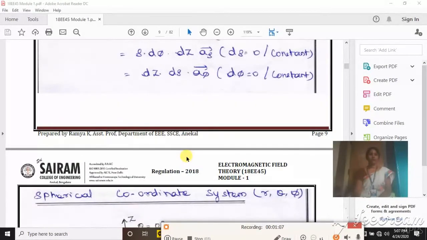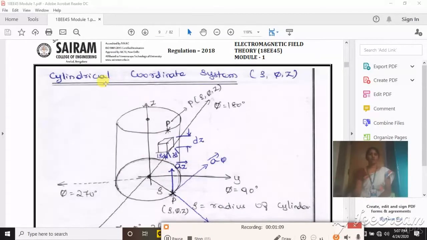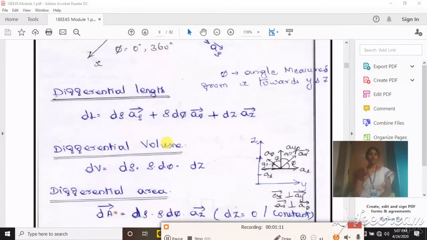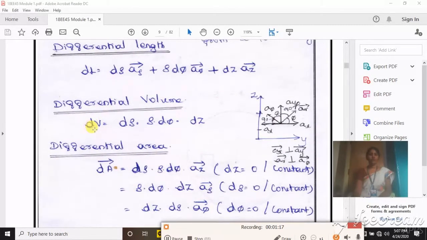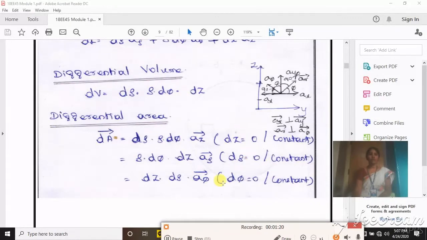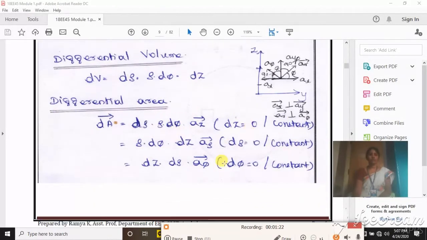So in case of your cylindrical coordinate system, if you want to substitute the differential elemental length dl, we have to use this formula. If you want to use a differential volume element, this formula. For differential area, we have to use this one.